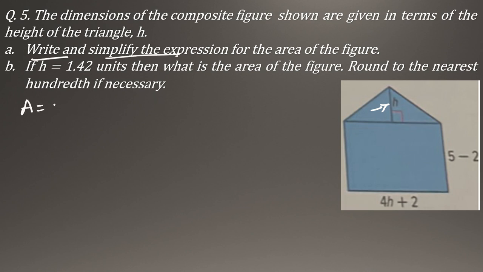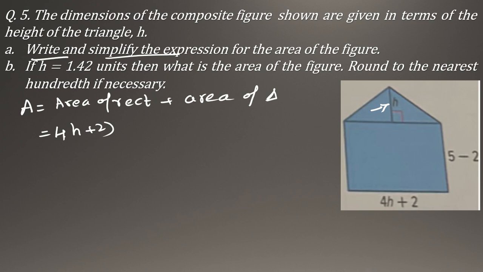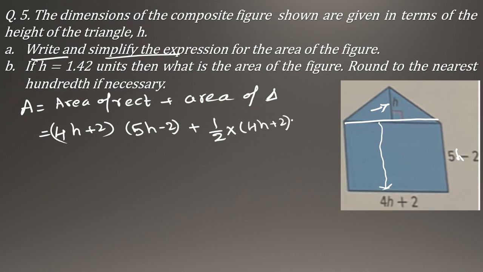So area will be what? Area of rectangle plus area of triangle. Okay, area of rectangle is what? Length multiplied by width. So 4h plus 2 multiply, I think it should be 5h minus 2, yes, because 5 minus 2 is meaningless statement. So 5h minus 2, and area of triangle, what's the formula? It is half times base. This is the base of the triangle and this line will be same as this line. Okay, so it will be 4h plus 2 times height.